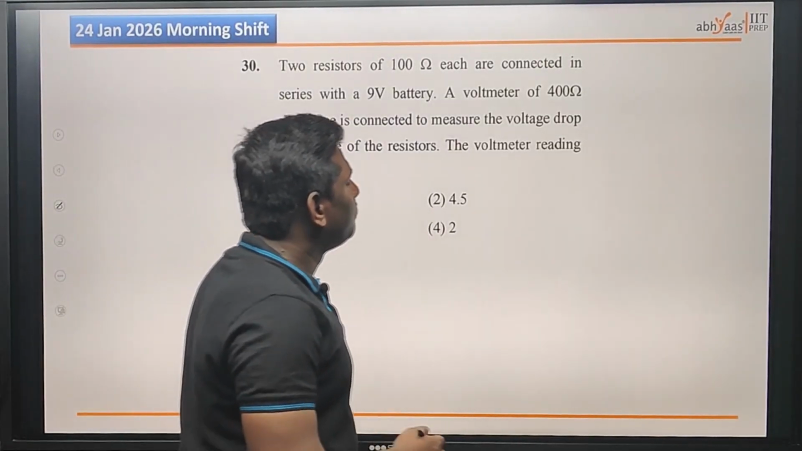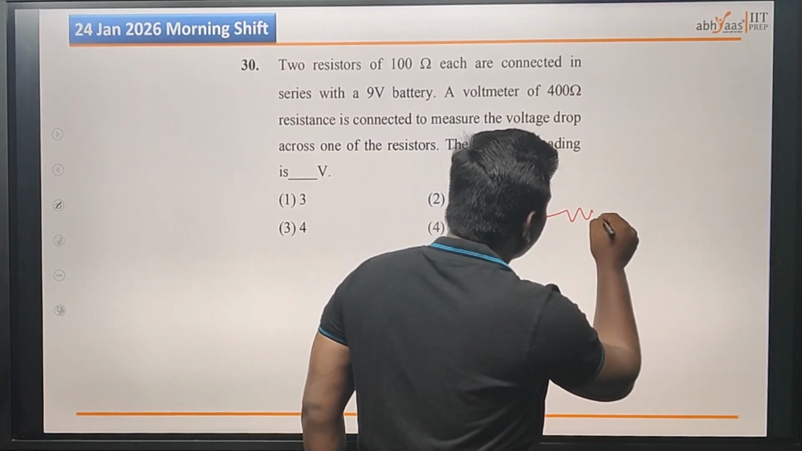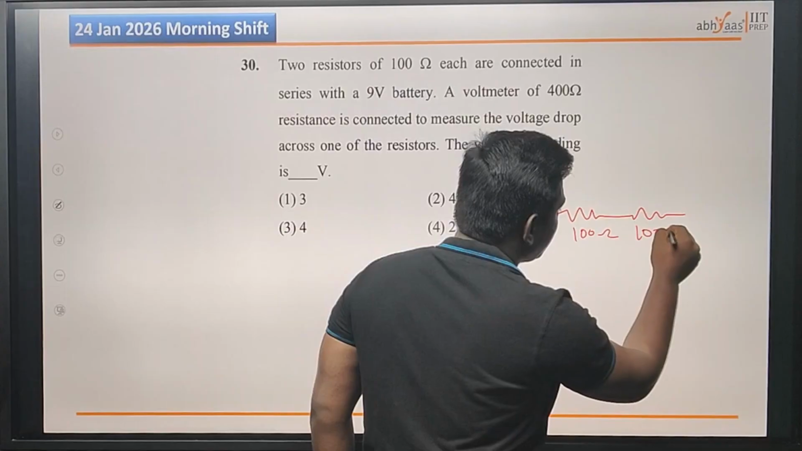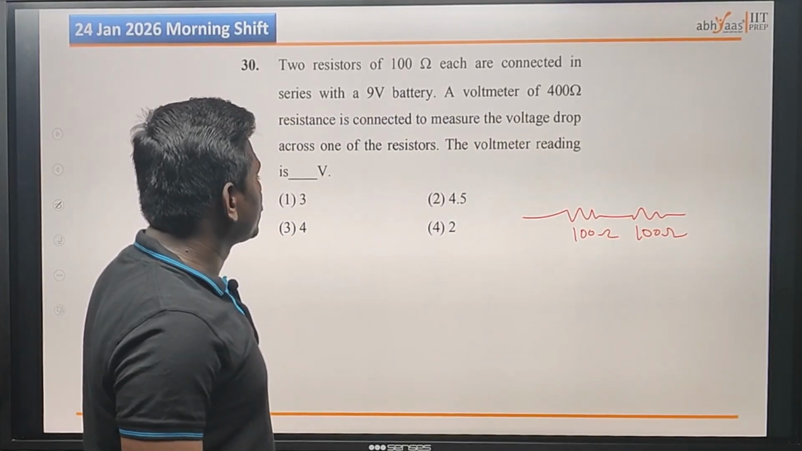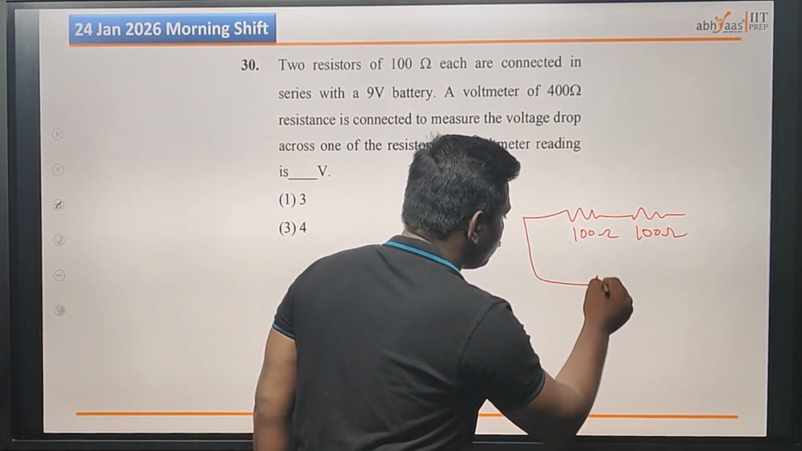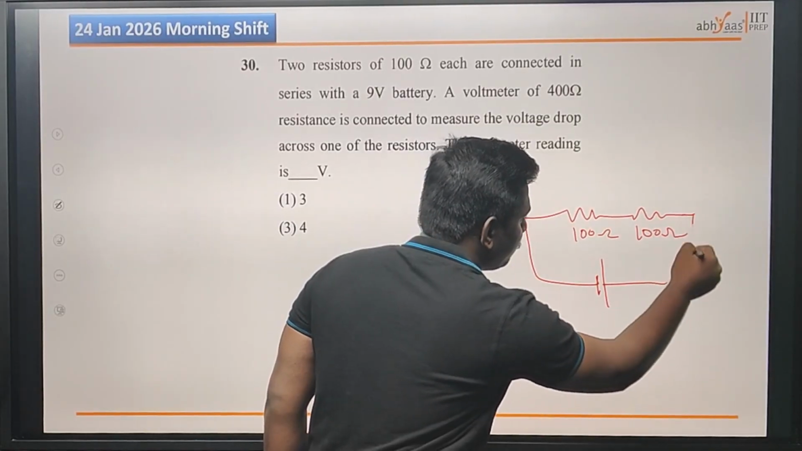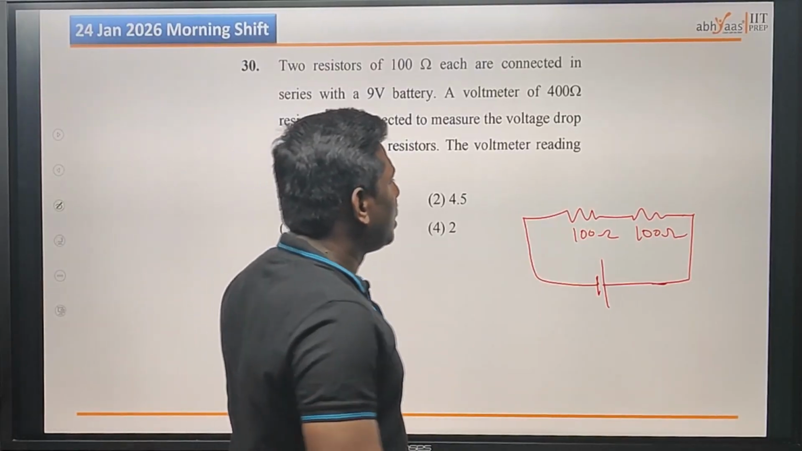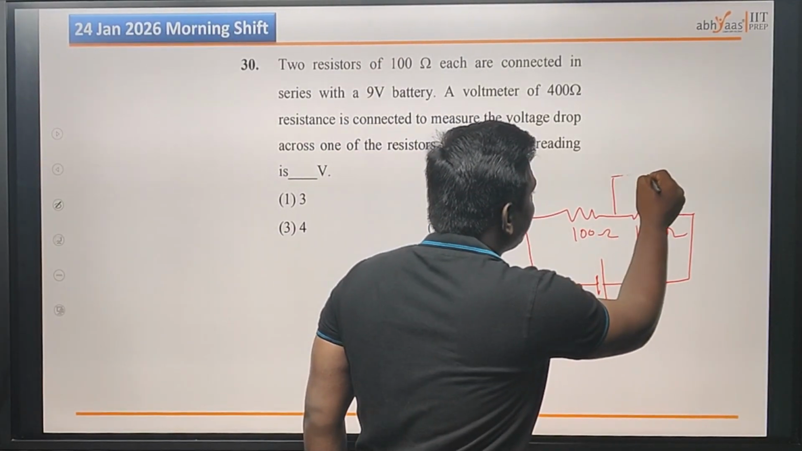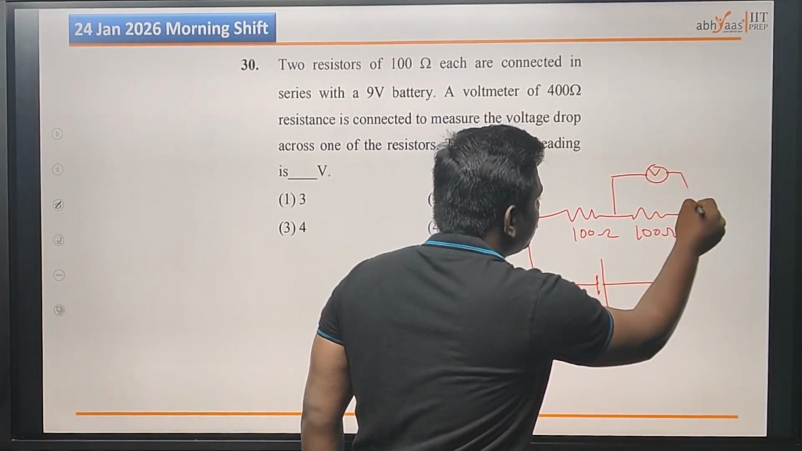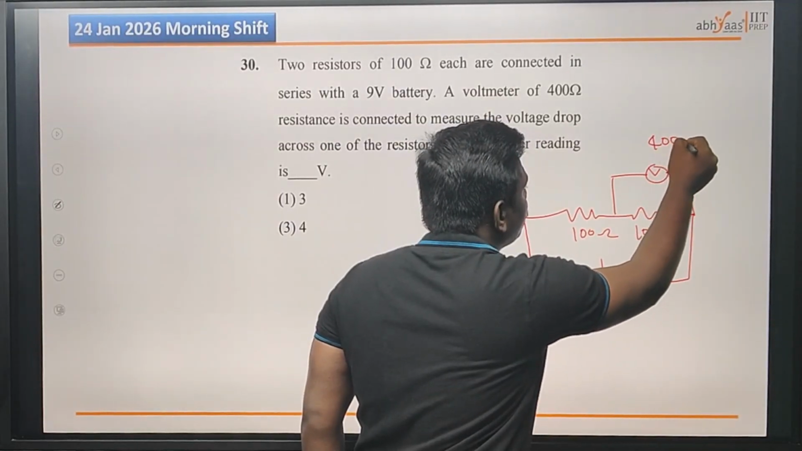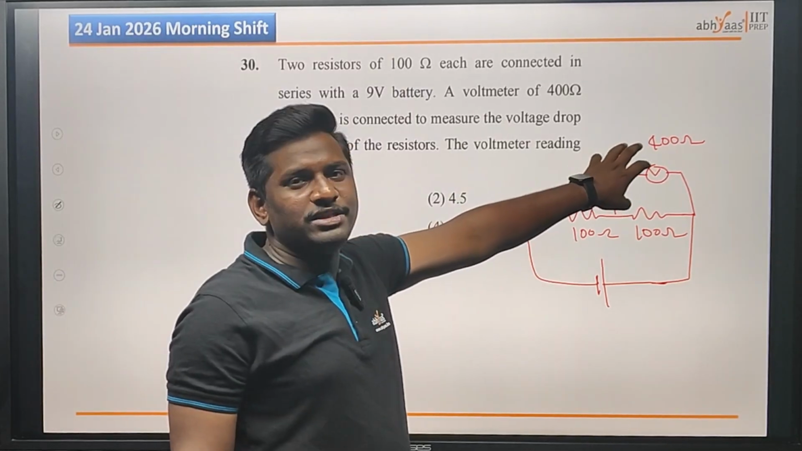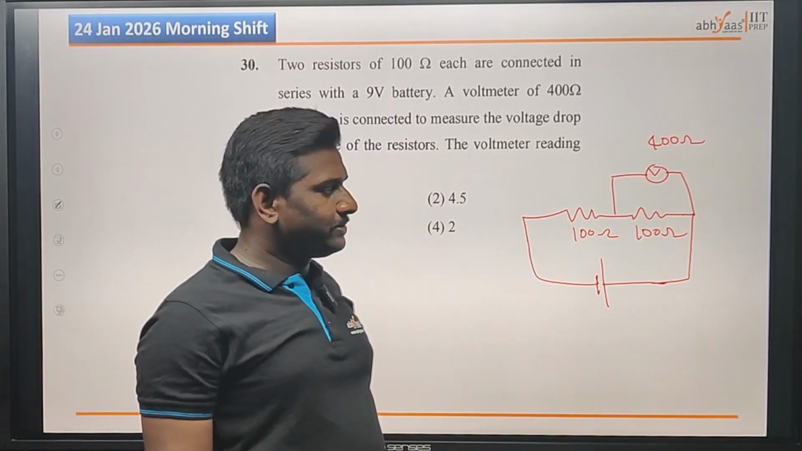What is the condition here? We have two 100 ohm resistors connected in series with a 9 volt battery, and one of the 100 ohm resistors is connected with a voltmeter having 400 ohm resistance. So you have to find the voltage reading of the voltmeter.